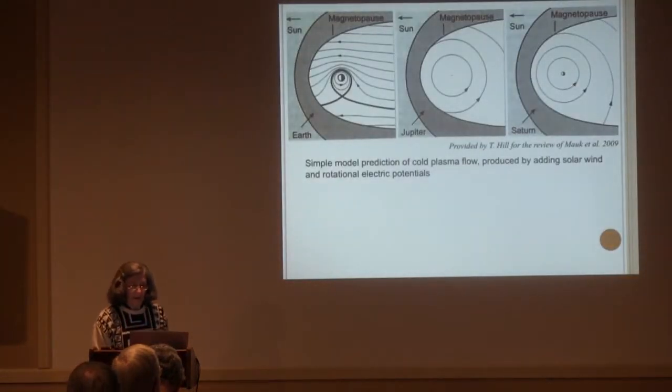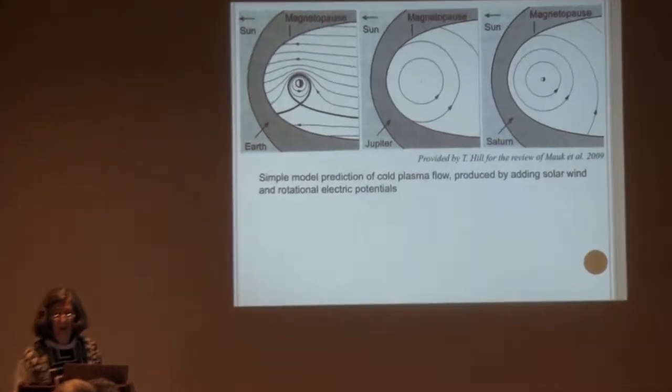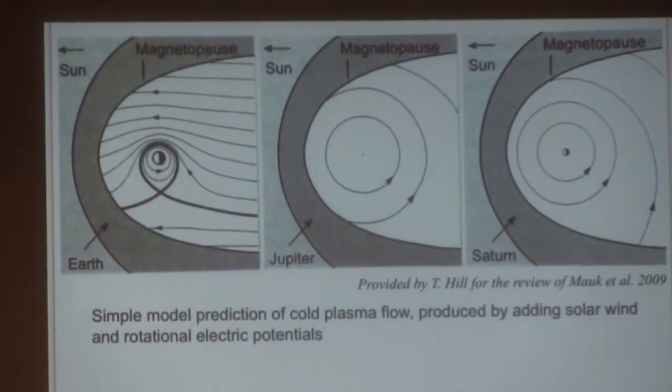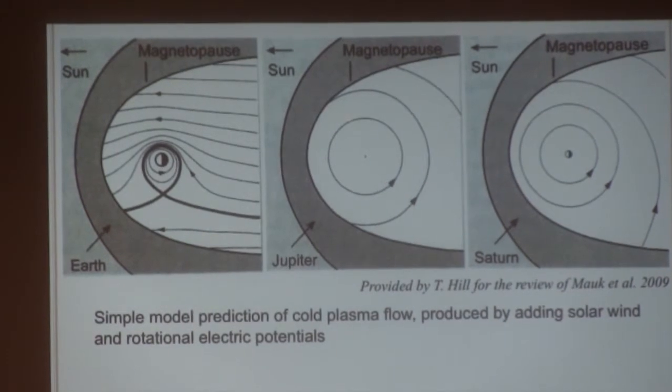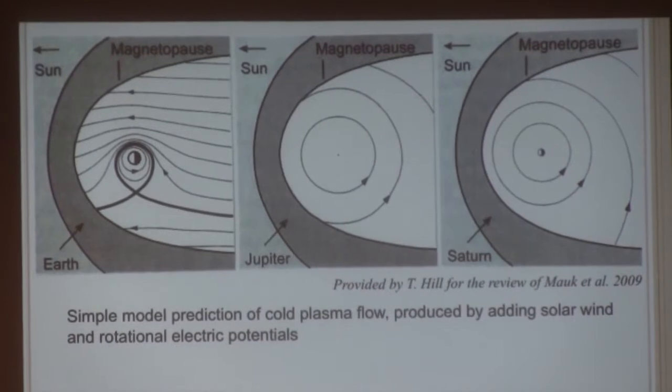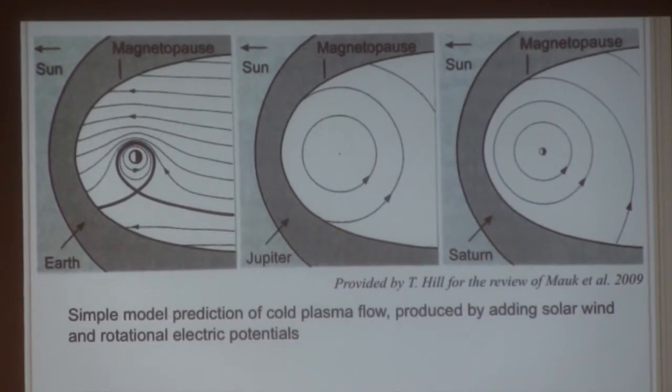Now, this diagram's been talked about, especially for the Earth, earlier this week. One of the things that really helps us understand those three planets in a comparative sense is a simple model prediction of the cold plasma flow that's produced by adding the solar wind and rotational electric potentials. And I believe, if I understand the pedigree of this diagram, it was provided by Tom Hill for a review that Barry Mock wrote for the Saturn book.